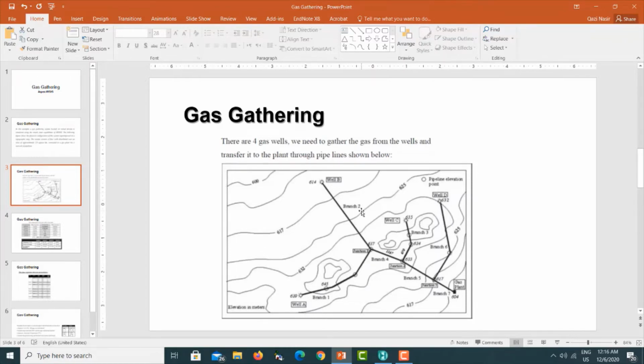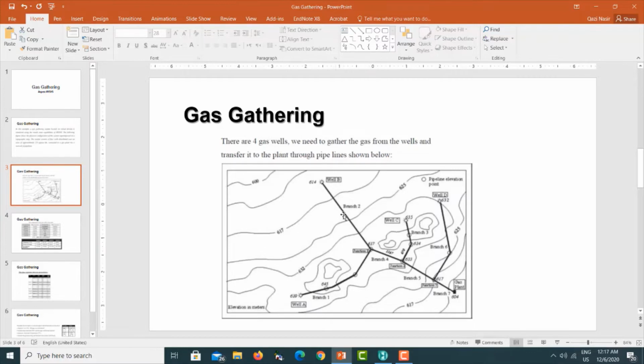Now, one more thing you need to understand is that the pipes we talk about are named branch 1, branch 2, similarly branch 3, branch 4, branch 5, and we have branch 6 and branch 7. So all these are branches basically, and all these branches are connected at different junctions. This is junction number 1, this is junction number 2, and we have junction number 3. So we have three different junctions. Just imagine this as a mixer.